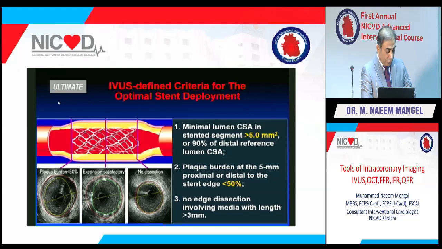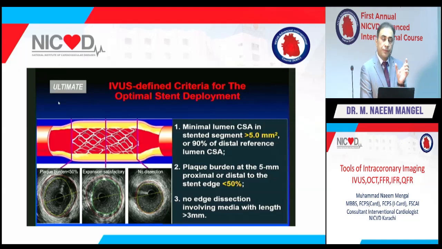So there are three important things we should always remember, that when you are doing IVUS and you have stented any lesion, your minimal lumen area should be more than 5 square millimeter at least. More than 5, it should be at least 90% of the distal reference area. So what's the difference between the distal reference area and proximal reference area? It's the area that has less than 50% of the plaque burden. That should be your target area where you are landing.